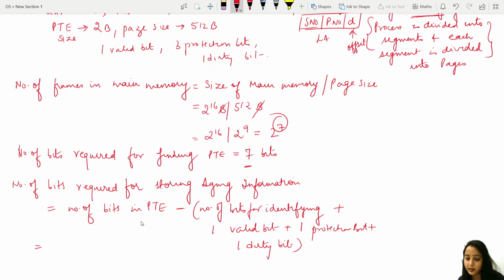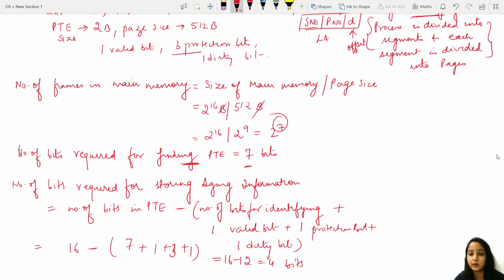The number of bits in the page table entry is 16, minus the number of bits for identification of the page table entry. Okay, how much is it? 7, plus 1 is the valid bit, 1 is the protection bit. I think the protection bits are 3. 3 plus 1. So what is it? 8, 9, 10. So it will be 16 minus 12. What is it? 4 bits.